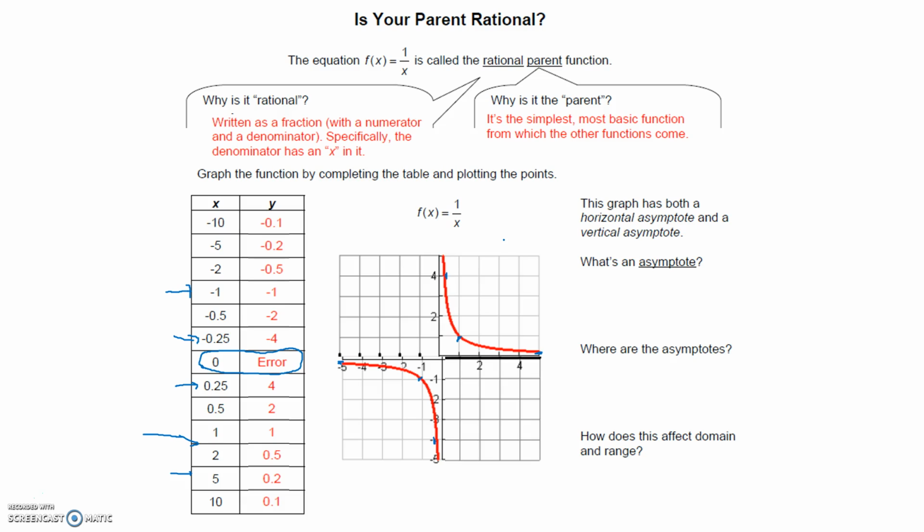What we notice, I hope you are seeing, is that when I plotted those points, I got really close to that axis over here, but didn't get there. And also down here, when I graphed this point, I was close to the axis.